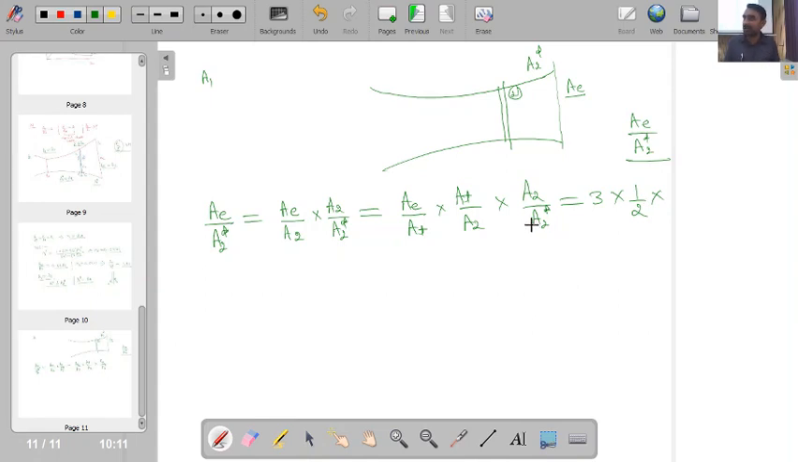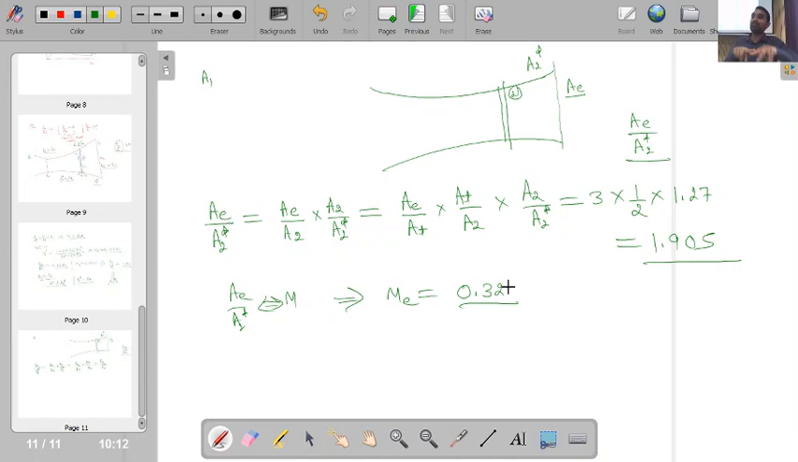A2 by A2 star I have just now calculated in the previous slide, and it was how much? 1.27. So if I do this, I get the value as 1.905. If I have this value, I can now calculate the Mach number. Now I will be using the A by A star relation with Mach number, and from this relation I get exit Mach number equal to 0.32.